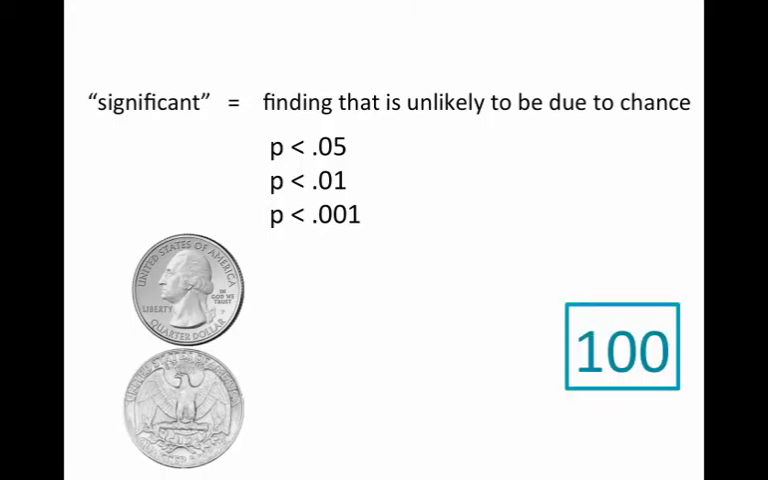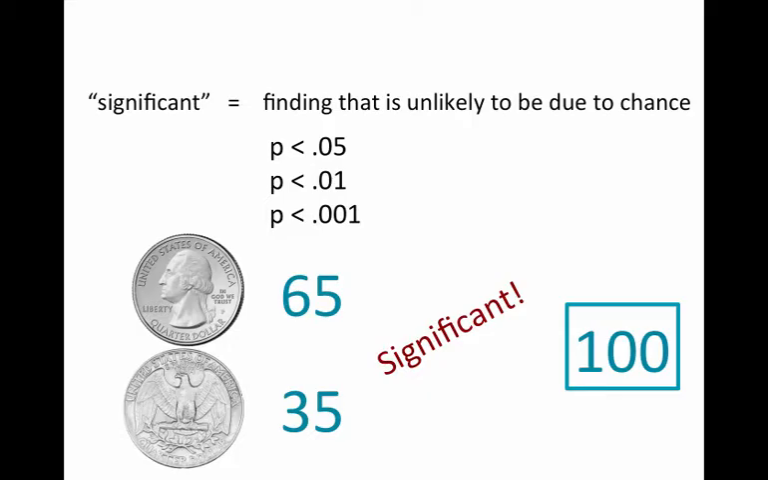However, let's say we flip the coin 100 times, and of those 100 times, 65 times came up heads and 35 times came up tails. This leads us to wonder, is this a significant finding? Absolutely. This is well beyond what we would expect to find due entirely to chance. And even without doing the fancy math, we can determine that something odd is afoot here.